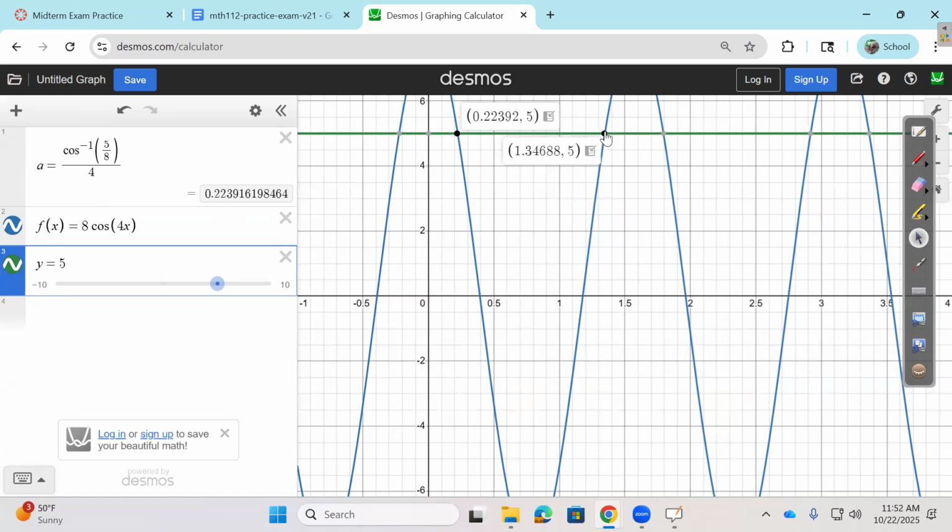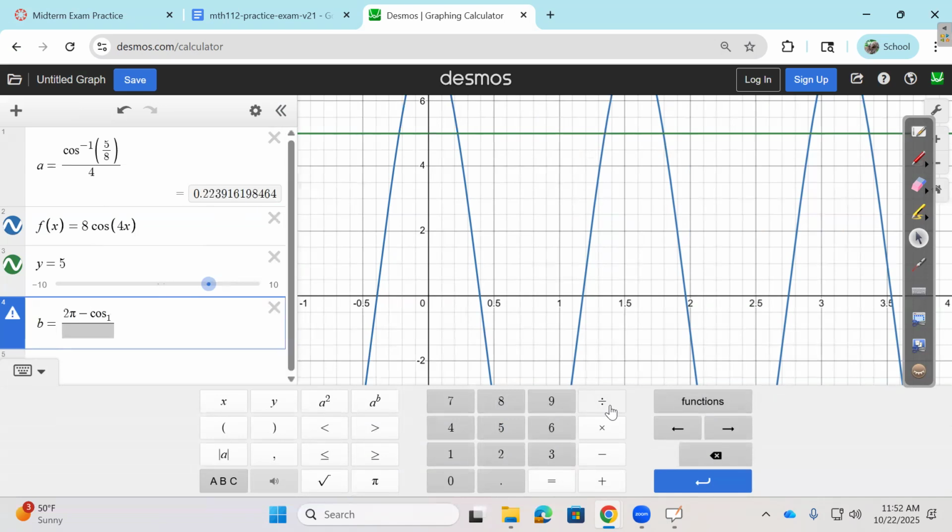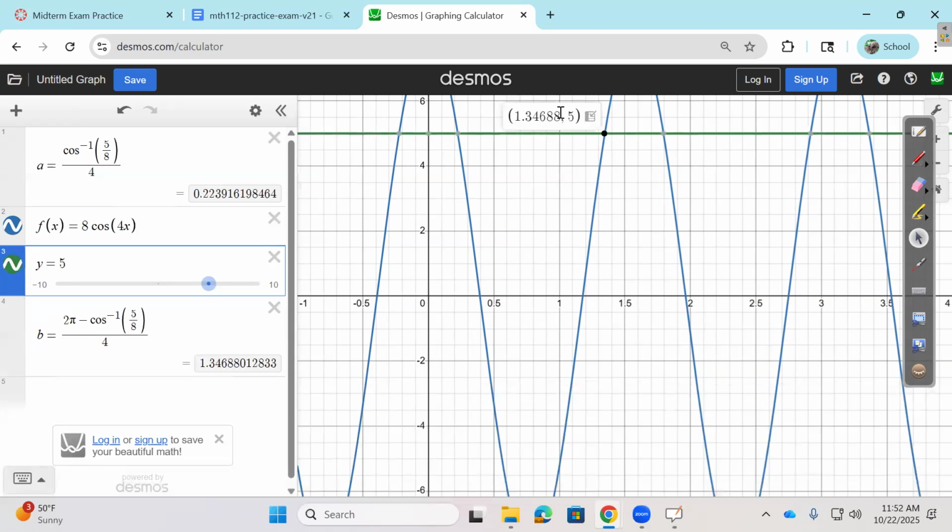My other calculation should come out to these numbers here. So I'm going to check that next. So my second one was a fraction, and I wrote it as 2 pi minus cosine inverse of 5/8, and all of that was divided by 4. That gives 1.34688, and that should be this one here.